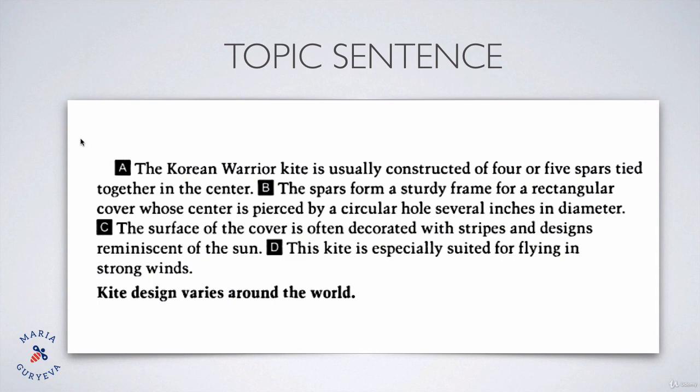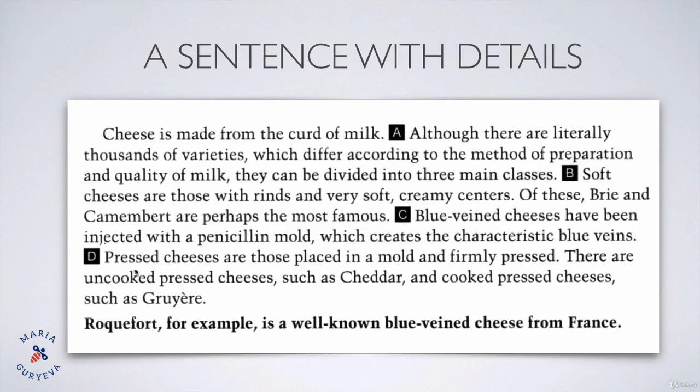All right, let's go next. Sometimes there is a sentence with a specific detail, so we need to read the paragraph and know where is the best place of this sentence. All right. For example, Roquefort, for example, is a well-known blue vein cheese from France. Okay, so we have an example here. We have an example transition, for example. It's pretty easy. So we have a sentence that introduces an example. So we need to know where is the best place to put this specific example, okay?